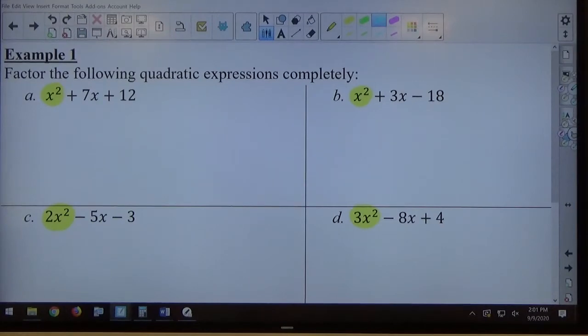So the top two will factor the same way, same technique. The bottom two will factor the same technique. The bottom two are a little bit more challenging to do. But they're not impossible to do, they're just more challenging.